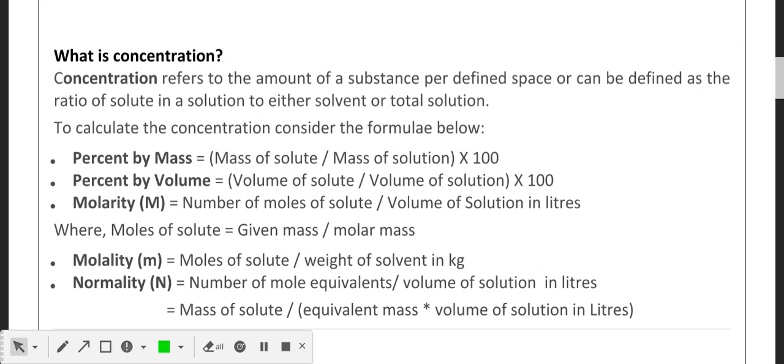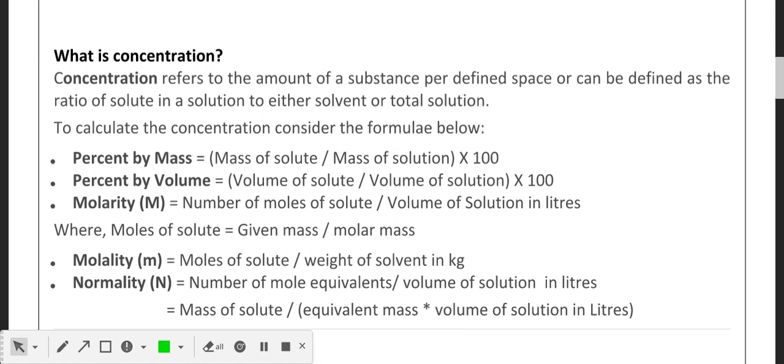Okay. Next is percentage by mass. So the formula for percentage, as you all know, is the percentage of mass of solute upon mass of solution into 100. अगर हमें percentage mass of solute निकालना है तो हमें क्या करना है, mass of solute upon mass of solution into 100. That is the result we get, and that will be the percentage by mass.